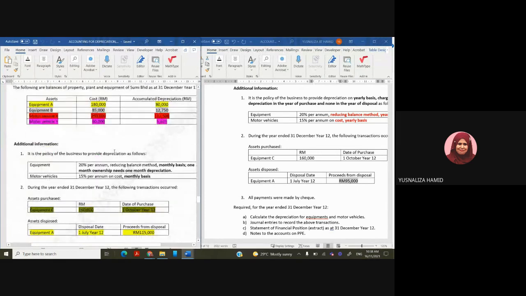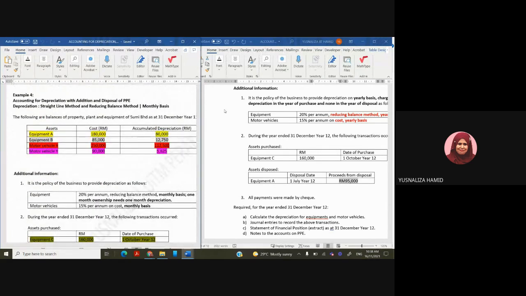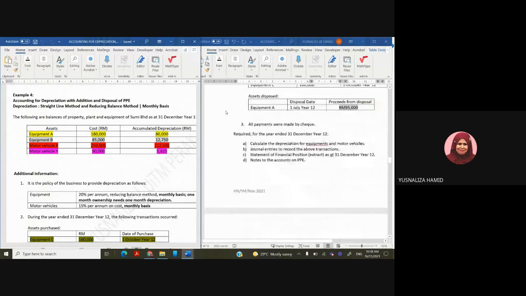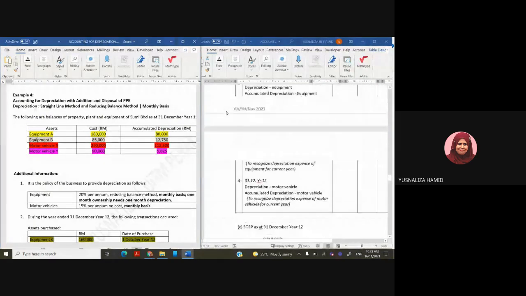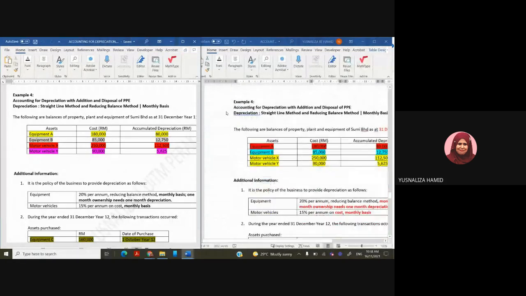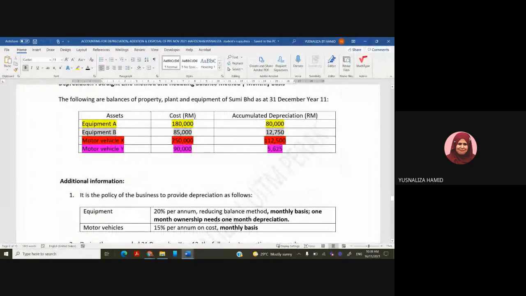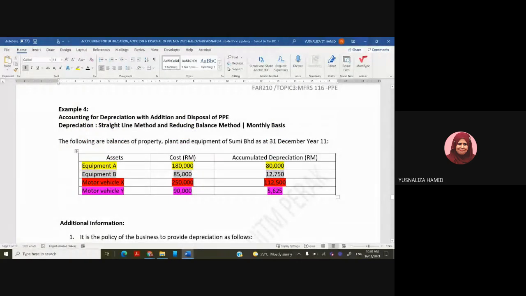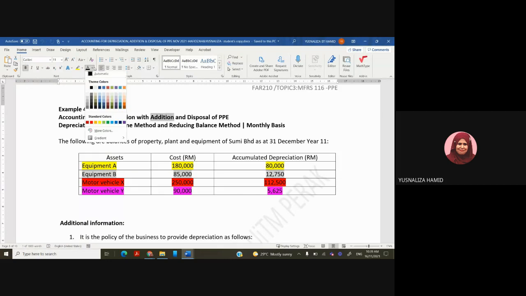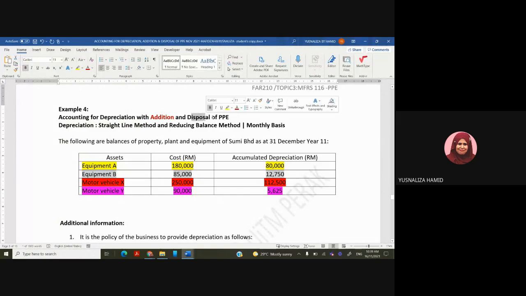Okay. We are going to do example 4, and I'm putting it side by side. I'm going to work it out together with you. For example 4, I will just make it bigger first. Look at example 4. Things get more complicated because you are now not only dealing with addition of an asset, right? Not only addition, but in example 4, you also deal with disposal of asset or derecognition of PPE.